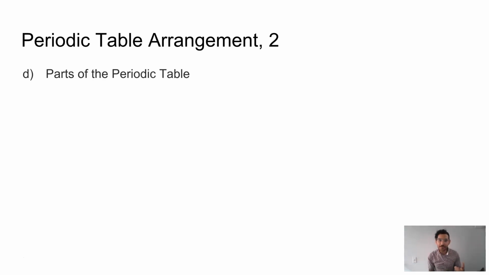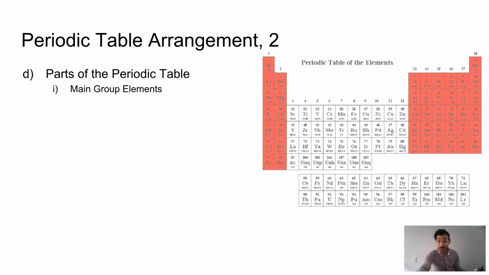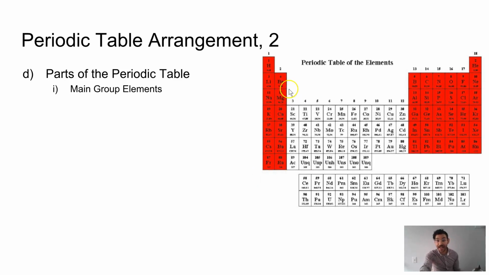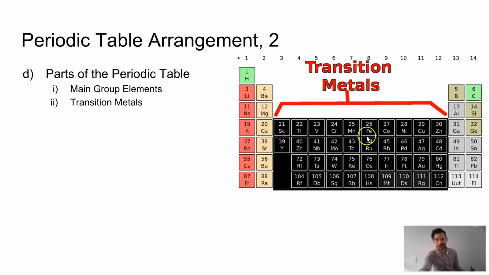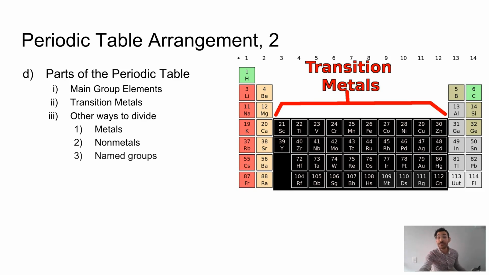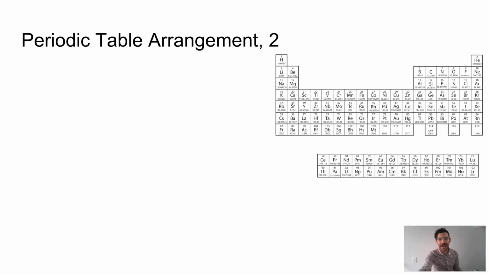Anywho, other ways we can break up the periodic table is into different parts. There are the main group elements, these dudes in red, and these dudes come up a lot. I'm not exactly sure why they call them main groups, but it's some history. There's also these cool dudes in the middle called transition metals. Let's take a look at them again in black and bold. So the transition metals are nifty, and there's other ways that we can divide up the periodic table, such as breaking it into metals and non-metals, or even looking at named groups. Let's look at that now.